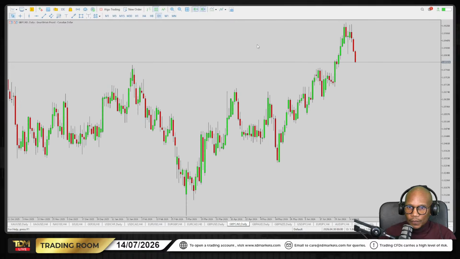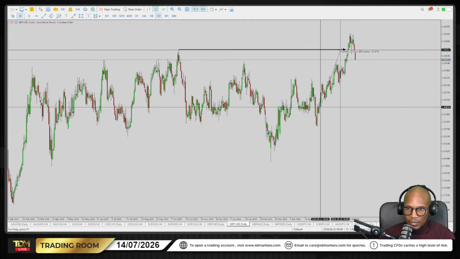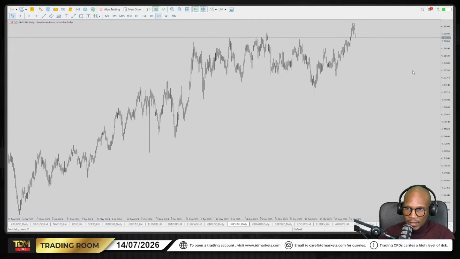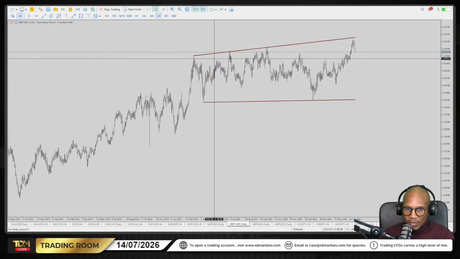So GBP CAD has completed the previous cycle, which was this one. This was the previous cycle. All right, so the previous cycle is done. Remember, we did the analysis previously where we said it's going back to that high, so it's done. So now where it's rejecting and where it's reversing right now is because of this. So you see where the reversal is right now. It is because it has gone back to the high of the structure.